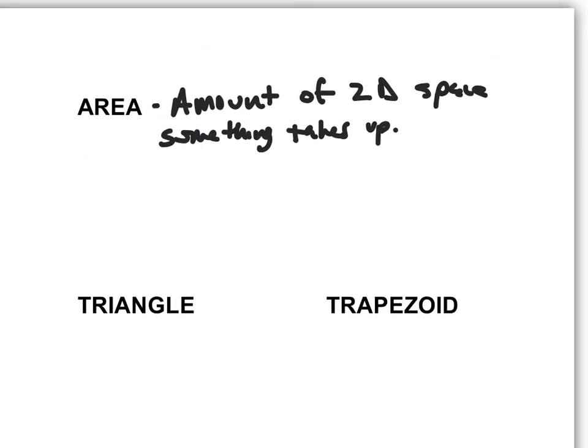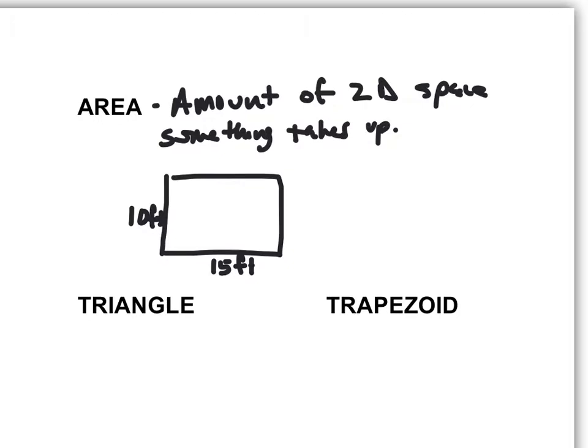Let's say you have a room, a 10 by 15 foot room. Now we're not calculating the distance around that room. We want to calculate how much of this space we take up. If I wanted to find the area here, then I'm taking 10 feet times 15 feet.